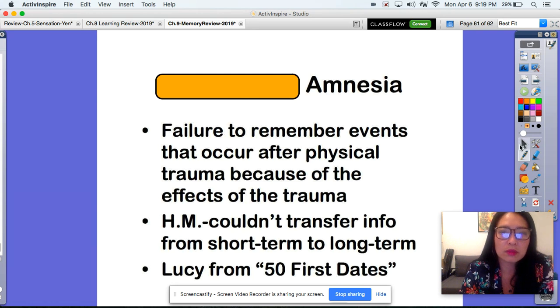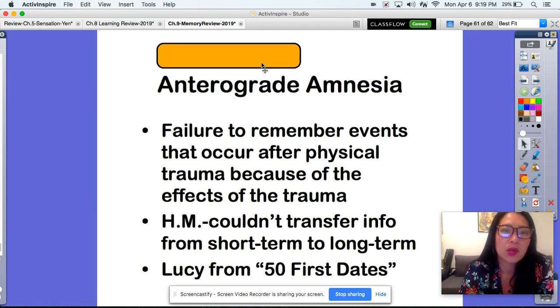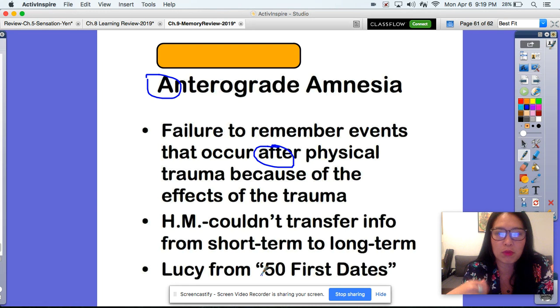So this one is going to be anterograde. So anterograde amnesia is the failure to remember events that occurred after physical trauma because of the effects of the trauma. So you get into a car accident, you get hit in the head, your inability to have any memories after the car accident is going to be called anterograde amnesia. So those of you that have seen the movie 50 First Dates, basically she gets into a car accident, and so every day after the car accident, she can't create any new memories. So then that would be called anterograde amnesia.